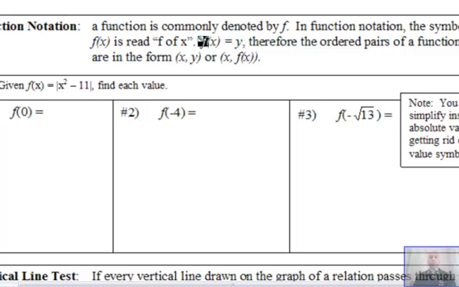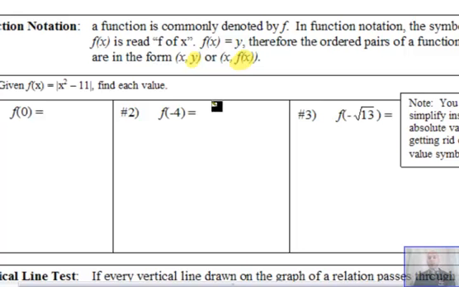In function notation, the symbol f of x is read, coincidentally, f of x. F of x is the same thing as y. That's really important. F of x simply means y. Nothing more, nothing less. Therefore, the ordered pairs of a function are in the form (x, y) or (x, f of x). And that's because, once again, y means the same thing as f of x. It's simply a different way to write it.